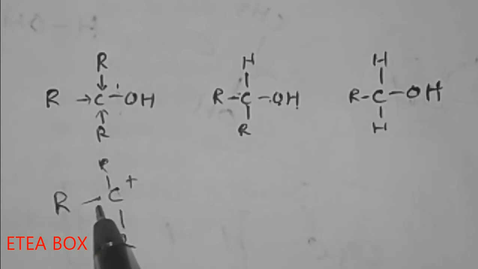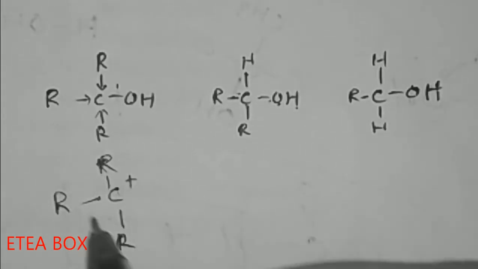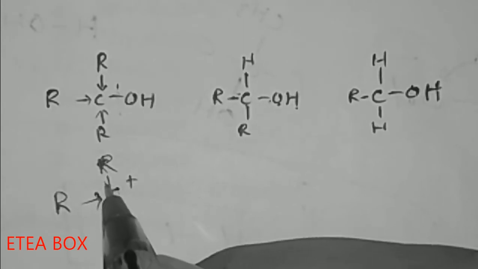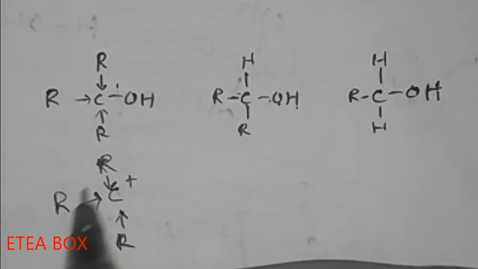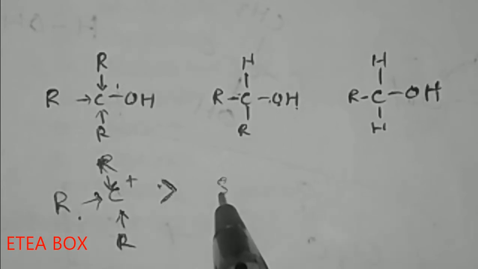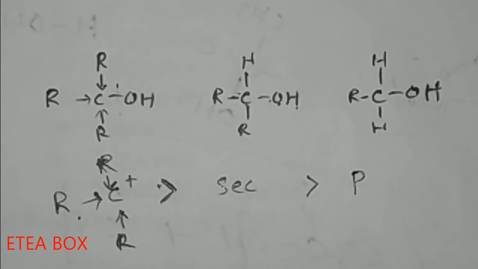Now look at here, this carbon has a positive charge. It means that this carbon is in search of some negative electron, okay? Now this positive charge is balanced by this electron donating group, okay? So it means that this tertiary carbocation is the most stable one as compared to the secondary carbocation and the primary carbocation, okay?